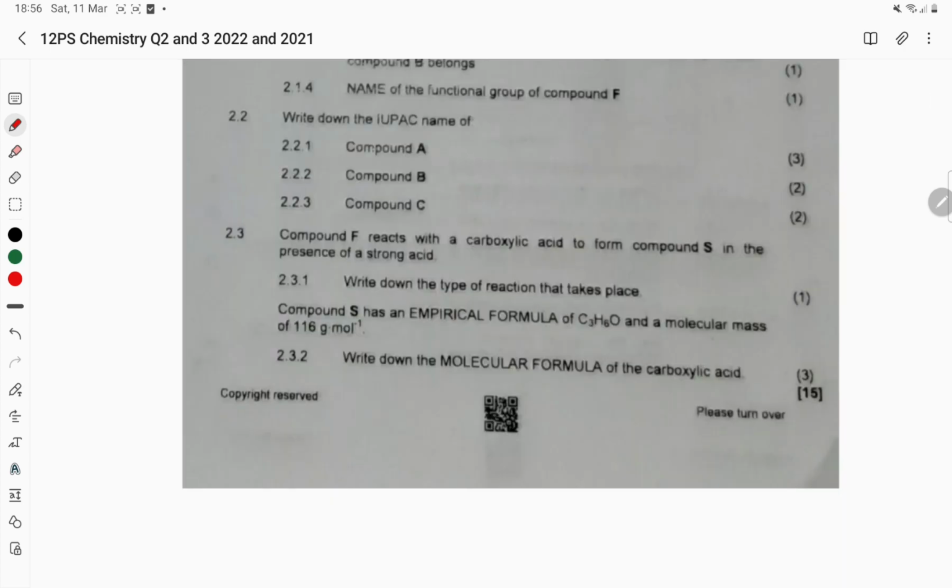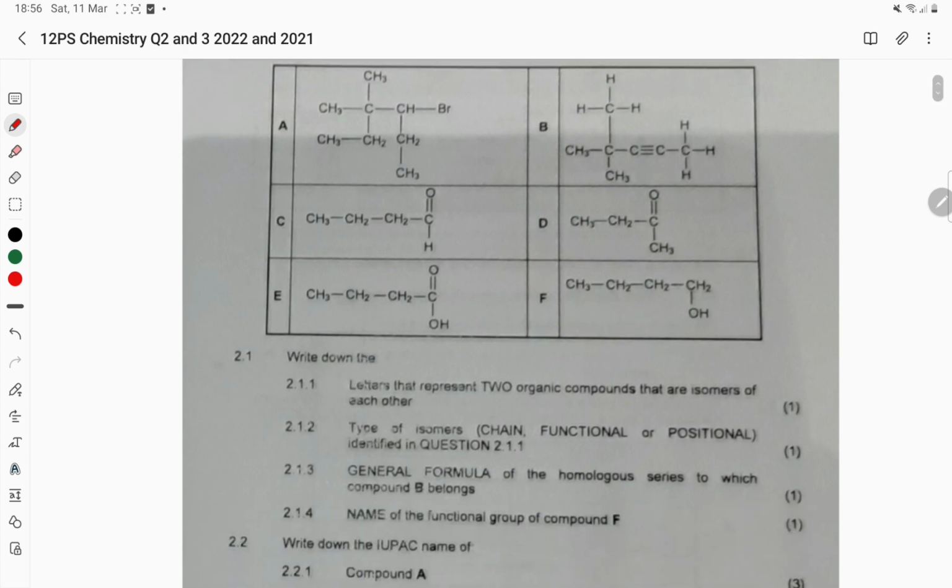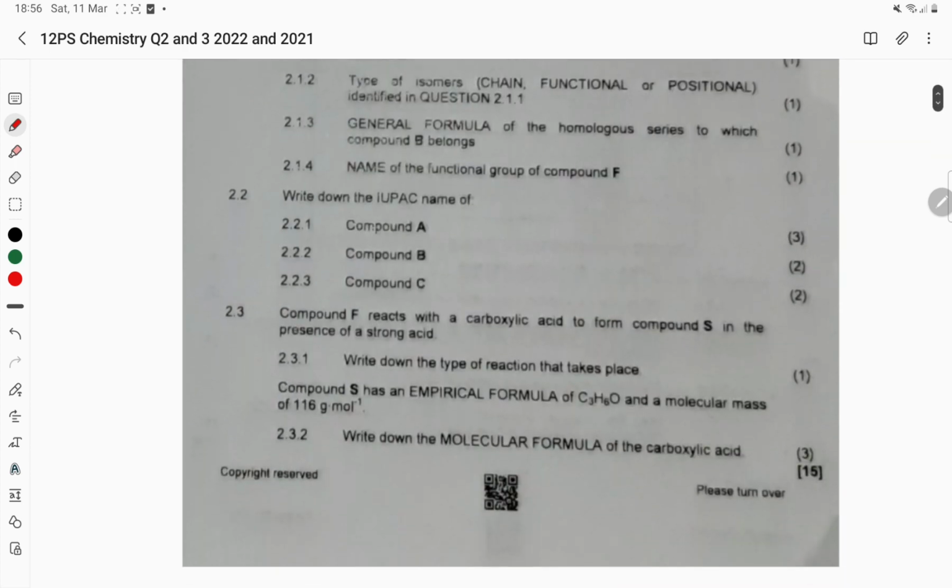Right, jumping down to 2.3, it says compound F reacts with a carboxylic acid to form an ester. So compound F reacts, that's an alcohol, reacts with a carboxylic acid, so it's going to form an ester, right? And in the presence of a strong acid, which is concentrated acid, and you have to add heat as well, it's a catalyst. The strong acid is a catalyst. So what reaction takes place?